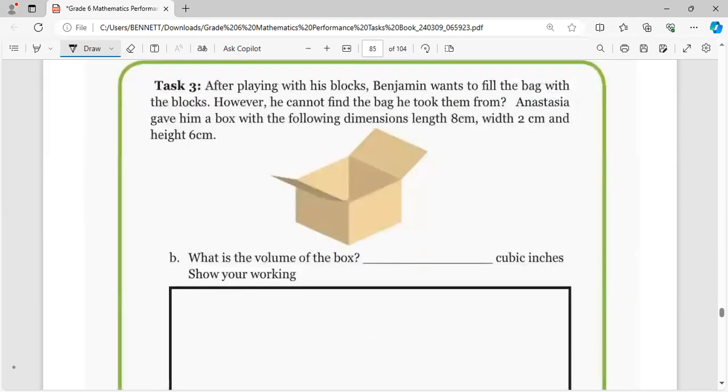Task 3 says, after playing with these blocks, Benjamin wants to fill the bag with the blocks. However, he cannot find the bag he took them from. Anastasia gave him a box with the following dimensions. The length is 8, the width is 2, and the height is 6. What is the volume of the box? So work that out and WhatsApp it to me.